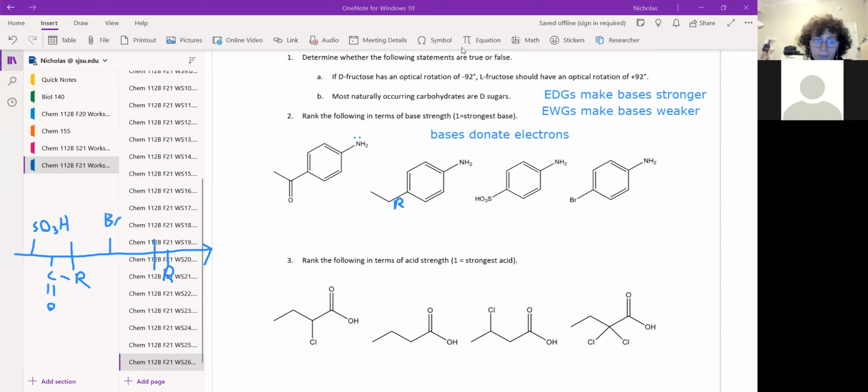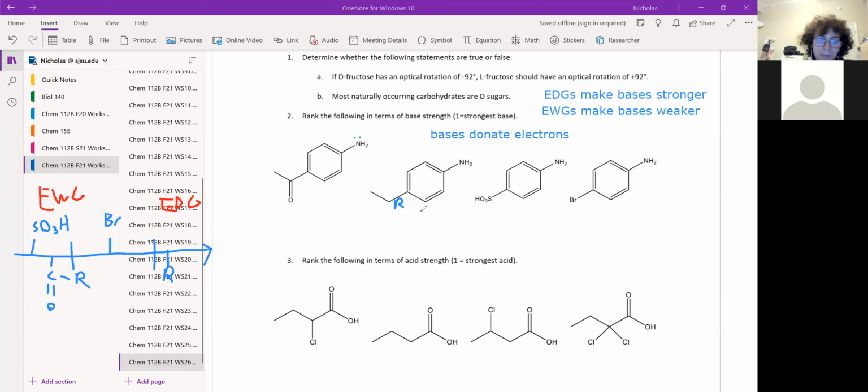So stuff on the left side are electron withdrawing groups. Stuff on the right is electron donating. So these are EWGs. These are EDGs. In terms of going from strongest to weakest, you can basically go from the right side of the arrow to the left side. The thing on the right is the strongest. The thing on the far left is the weakest.